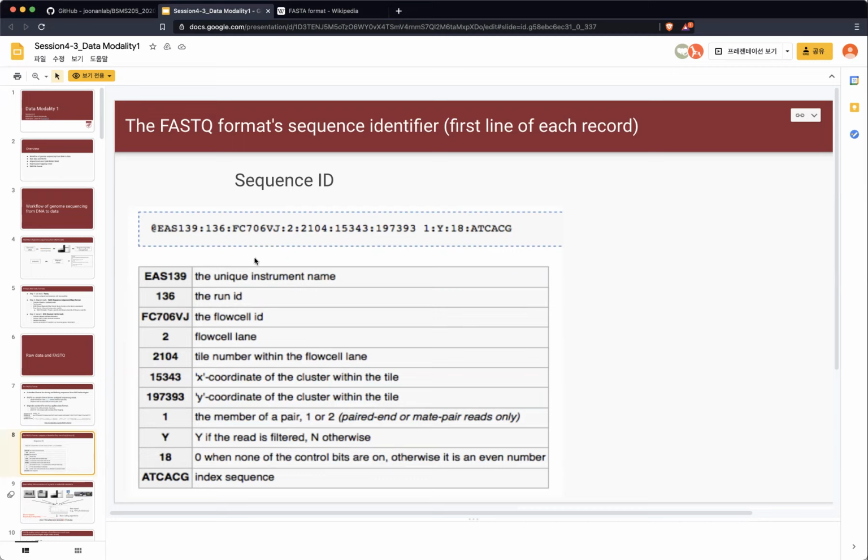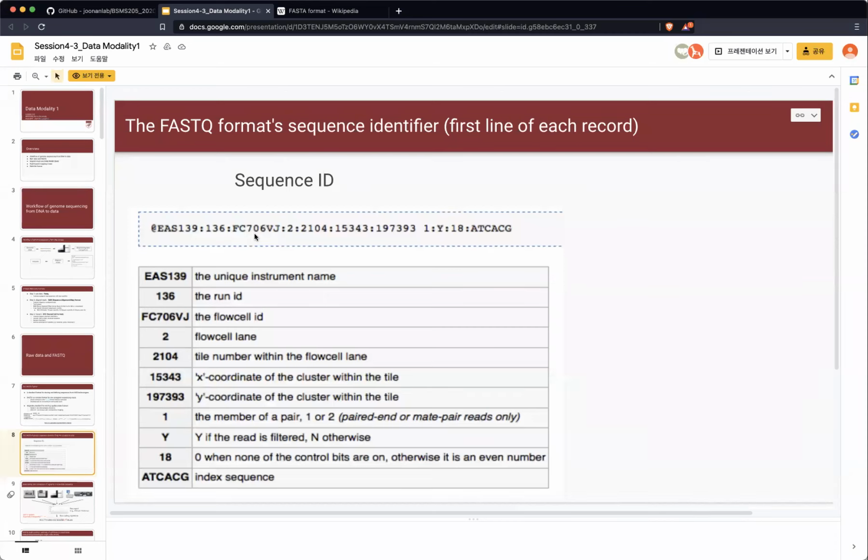And then the second item is the run ID, right? So the run ID is literally which run you used in these flow cells, right? And the third item is the flow cell ID.